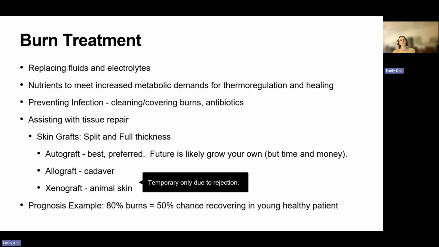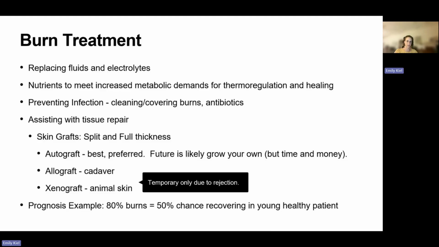And then what do we do for burns? Well, number one, we want to replace the fluids and the electrolytes. We want to support the cardiovascular system, make sure the patient isn't dehydrated. We need to have lots of nutrients to meet those increased metabolic demands for thermoregulation. So we're really having to work hard to keep the body warm, and then to meet the demands for healing, because it's going to take a lot of energy to make those new cells. We want to prevent infections. So that means cleaning and covering the burns, changing dressings, applying antibiotics, and then assisting with tissue repair.